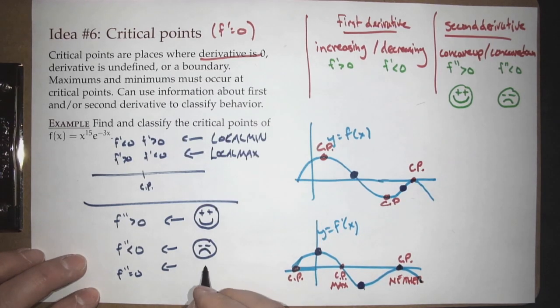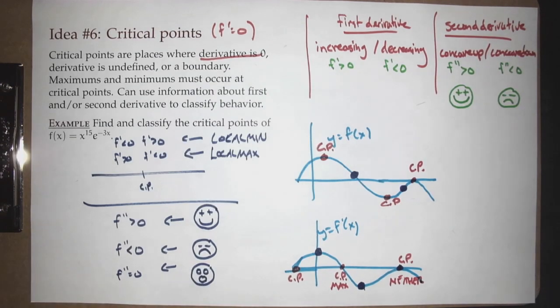Second derivative is 0 at a critical point. What are we? We don't know. Okay. So that's our various rules.